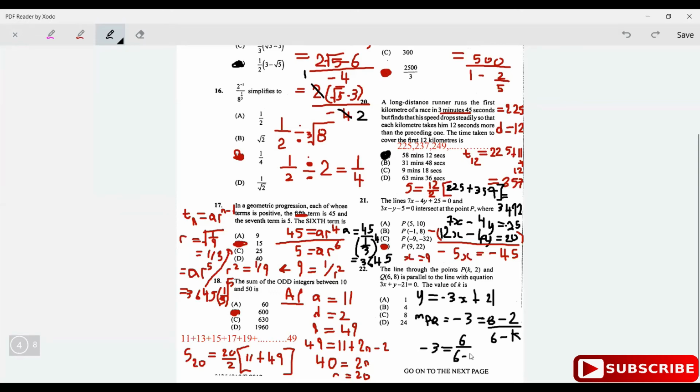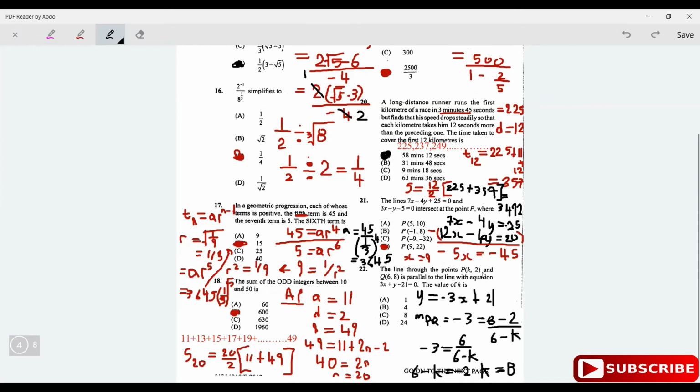All right. And so what that means is we know that 6 over negative 2 is negative 3. And so that tells us then that 6 minus k is equal to negative 2. And so k equals 8. That's the value for k.